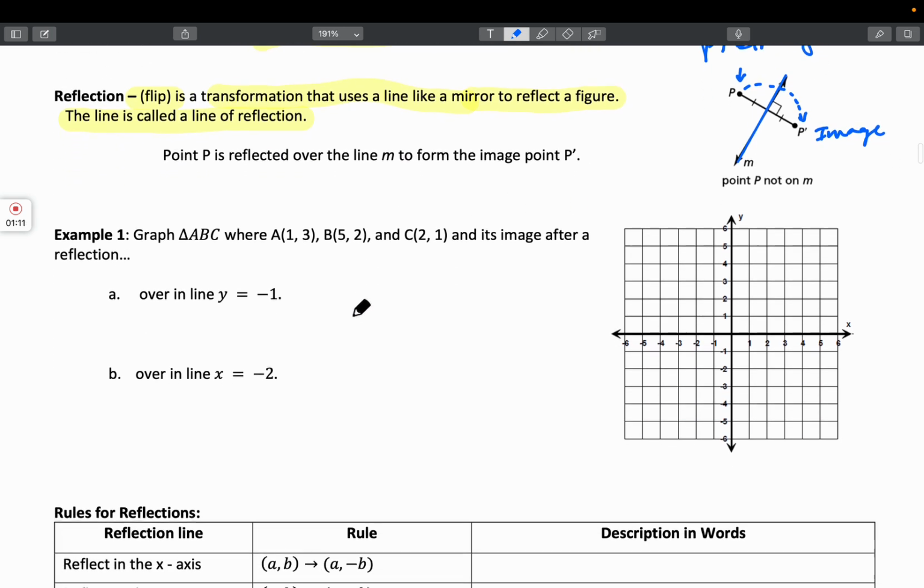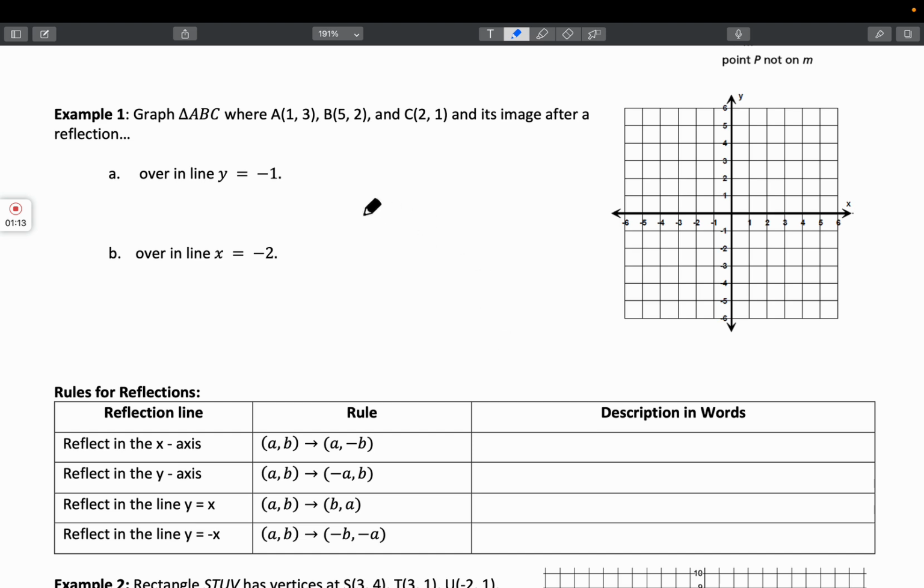All right, let's look at an example here and see if we can graph the reflection of triangle ABC, where A is (1, 3), B is (5, 2). Here's A, here's B, 5 over and 2 up. And C is 2 over and 1 up. So here's A, B, and C. And we're just going to connect those guys, make a nice little triangle here in the coordinate plane. Take a second to do that on your notes.